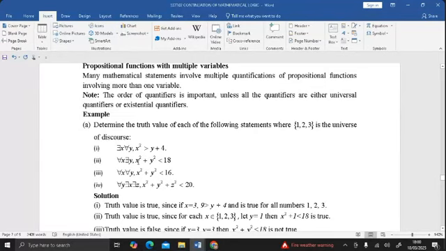So we have 1 plus 4. Is 9 greater than that? Yes. 2 plus 4. 9 is greater than 6. 3 plus 4. 9 is greater than 7. Yes. And therefore, it is true for all this.